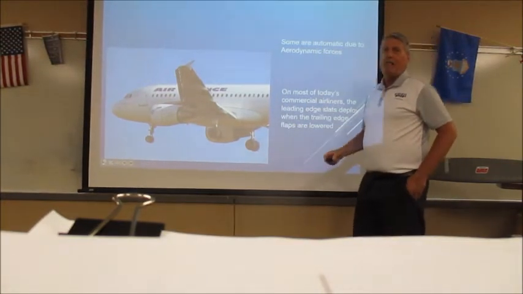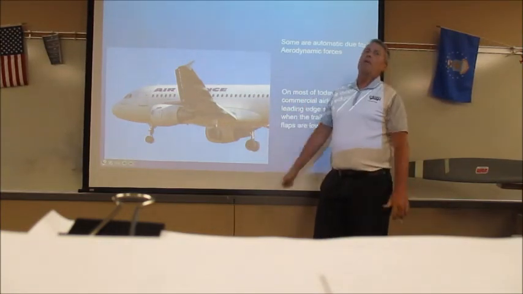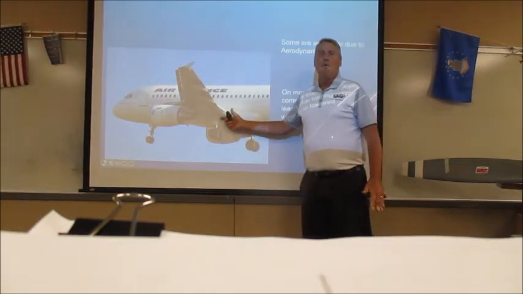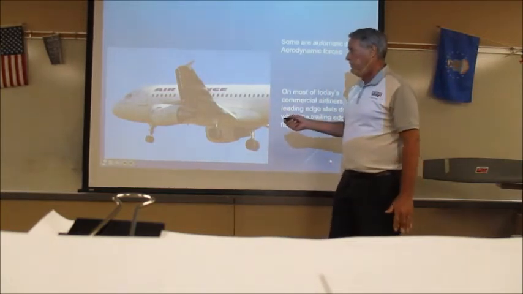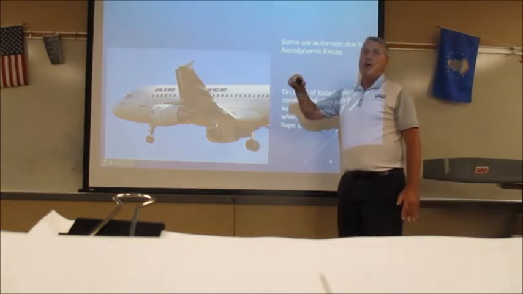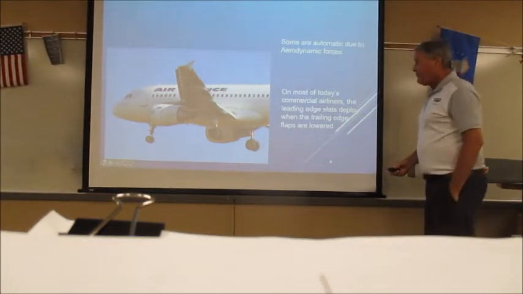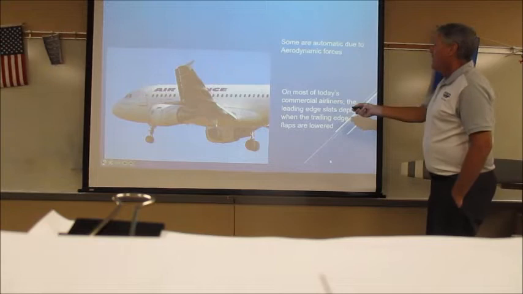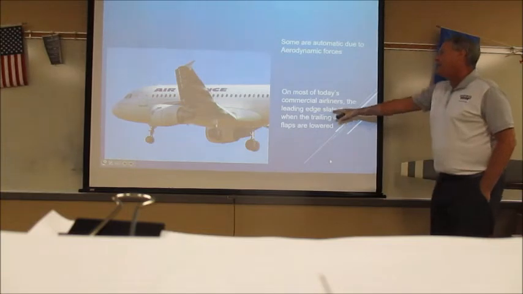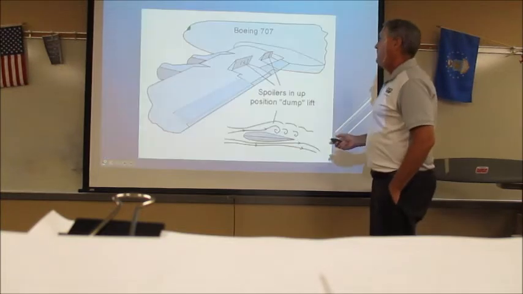But they're all designed so we can produce lift. Obviously, if you're going to produce lift, you increase drag. So it's great, but it does increase drag quite a bit. So we like to have these leading and trailing edge flaps so we can slow down and come in for a nice smooth landing. On most of today's commercial airlines, the leading edge slats deploy when the trailing edge flaps are lowered. So that's how it works.